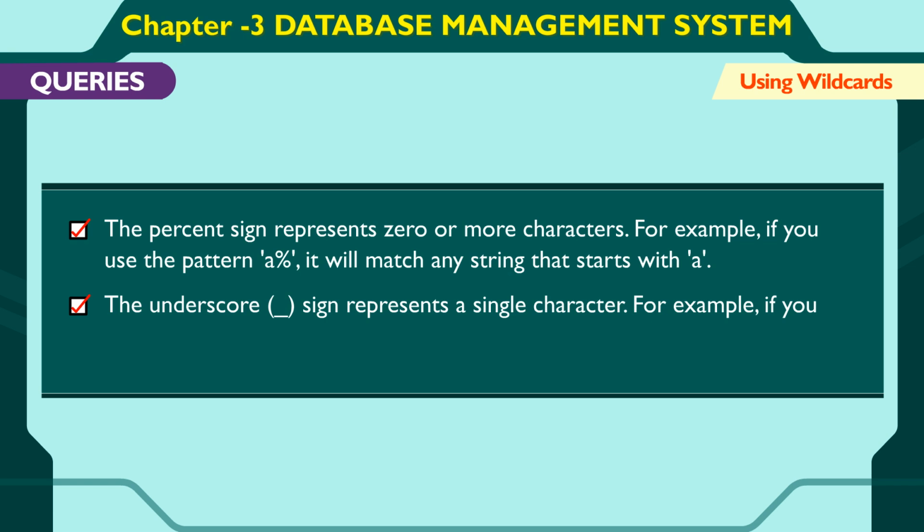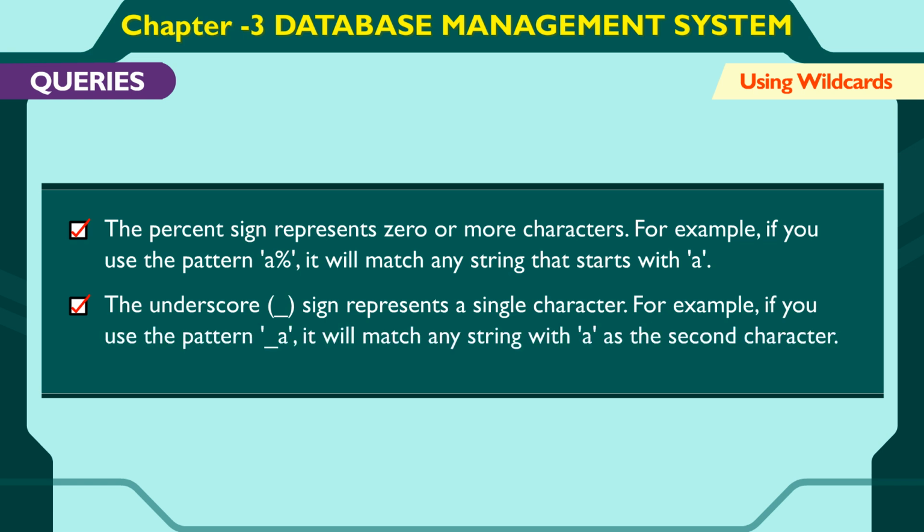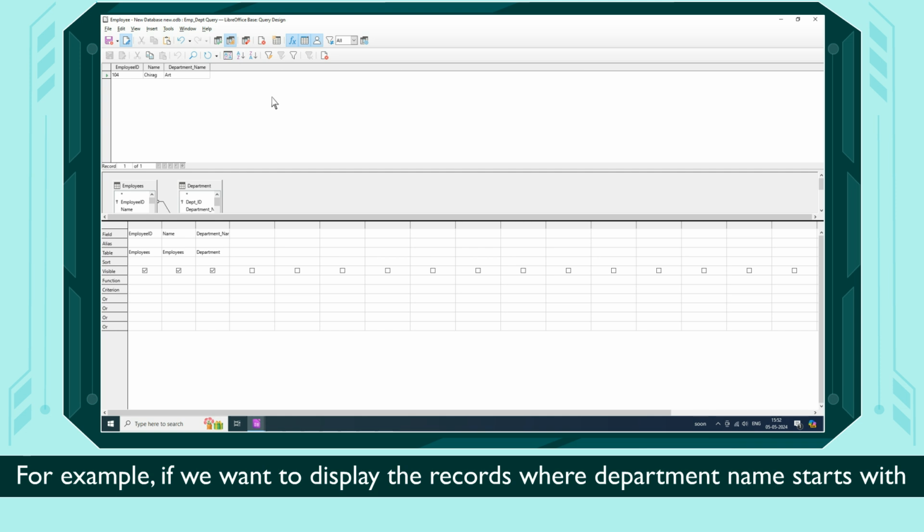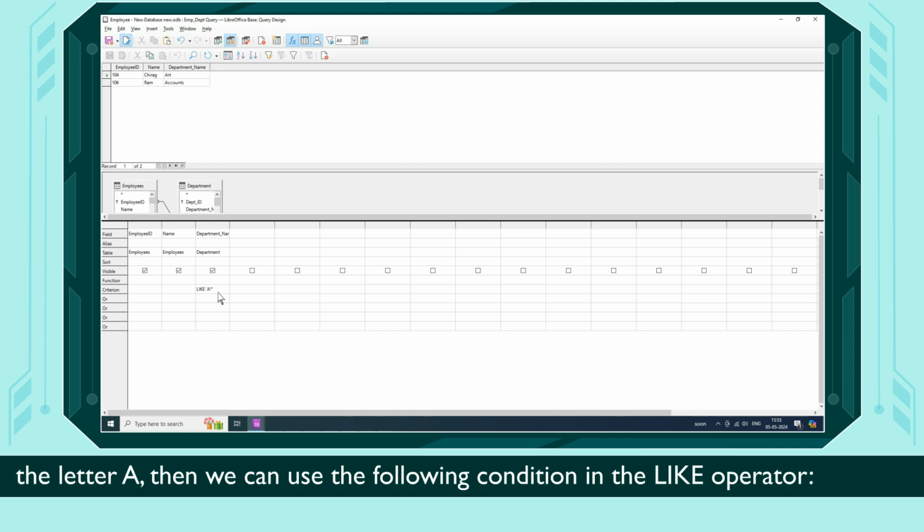The underscore sign represents a single character. For example, if you use the pattern underscore A, it will match any string with A as the second character. For example, if we want to display the records where department name starts with the letter A, then we can use the following condition in the LIKE operator.